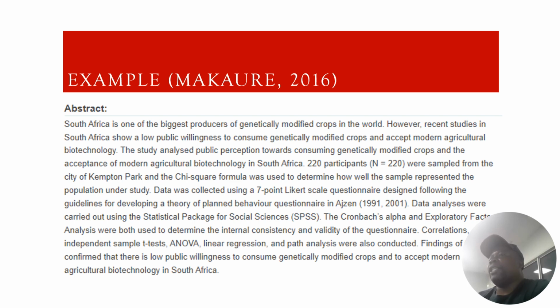The data was collected using a 7-point Likert scale questionnaire designed following the guidelines for developing a theory of planned behavior questionnaire in 1991 and 2001. Data analysis was carried out using SPSS. Cronbach's alpha and exploratory factor analysis were both used to determine the internal consistency and validity of the questionnaire. Correlations, independent sample t-test, and linear regression path analysis were conducted.